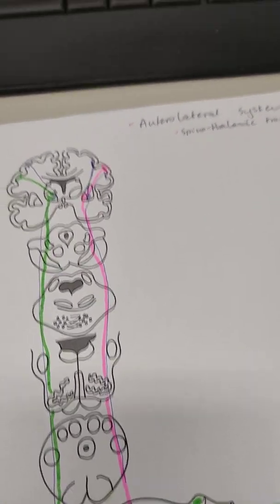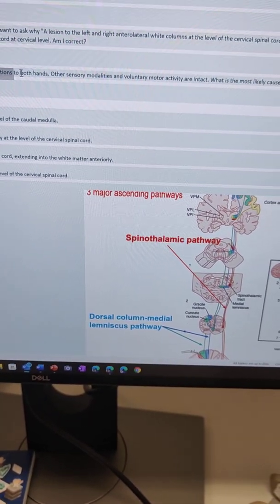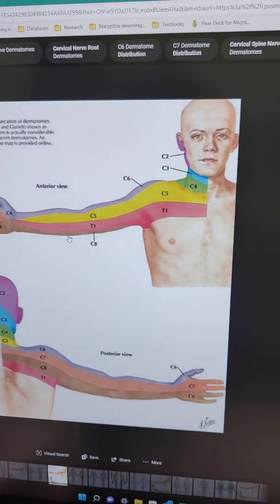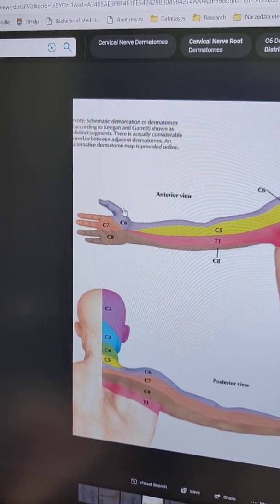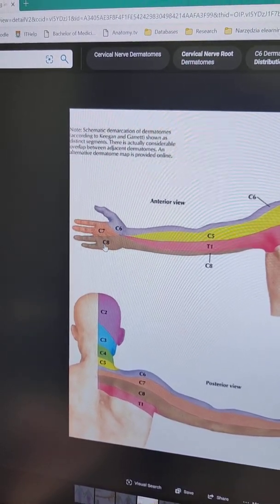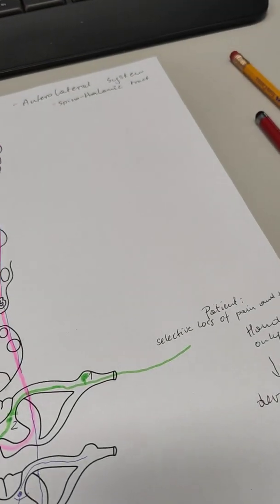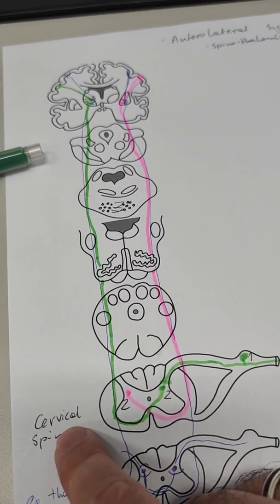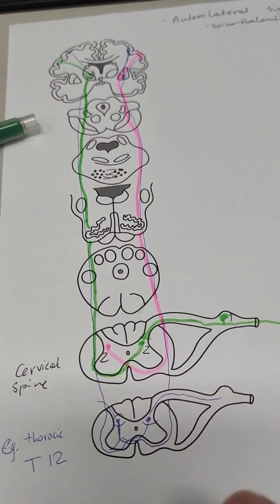There is also another piece of information: the loss of these two modalities in both hands. To understand why this information is important, we have to go to the dermatome map. And the dermatome map tells us that the hand is innervated by the spinal segments C6, C7, C8, which means that this loss is happening somewhere at the level of the cervical spine, lower cervical spine, to be very honest.